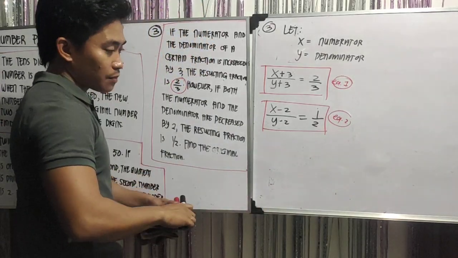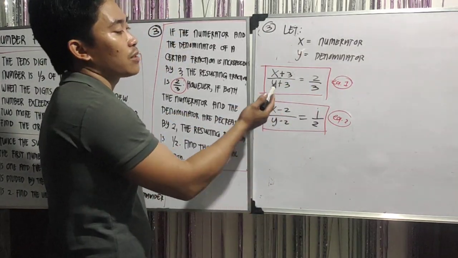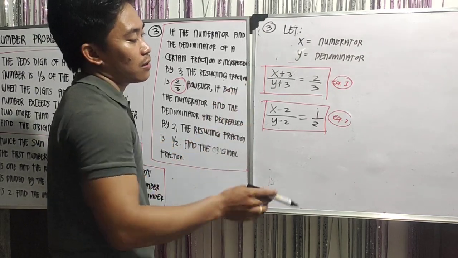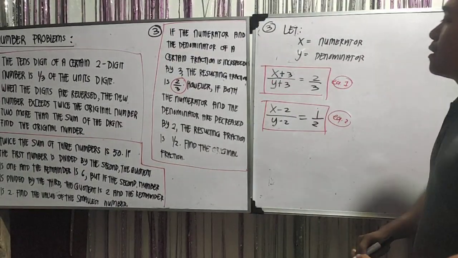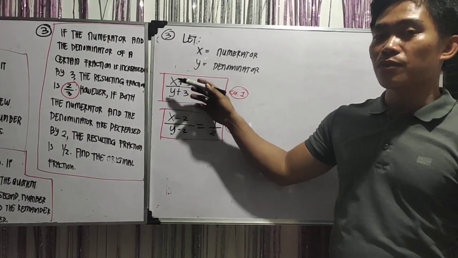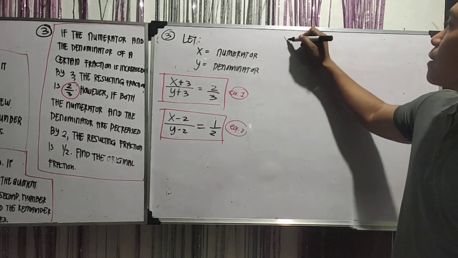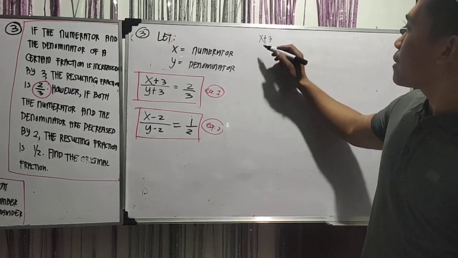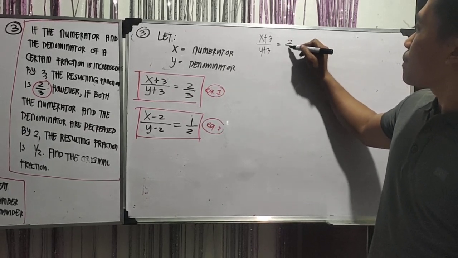Okay? Now, is this enough to solve this problem? The answer is yes. Why? Because we only have the x and the y variable. So these two equations are enough to satisfy the problem. So anong gagawin? You can express x in terms of y, or pwede rin na express y in terms of x. Tapos i-substitute mo. So I'll take this equation 1. What is that? X plus 3 over y plus 3 is equal to 2/3.